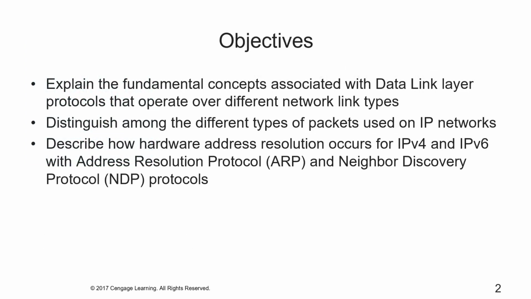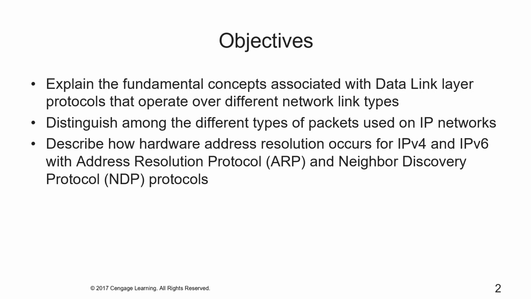Hello everyone. In this chapter we're going to talk about the data link and network layer protocols in TCP/IP. This corresponds to chapter 4 in your book. In this chapter we're going to explain the fundamental concepts associated with the data link layer protocols that operate over different network link types. We're going to distinguish among the different types of packets used on IP networks.